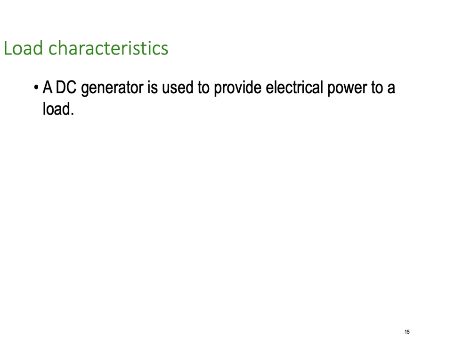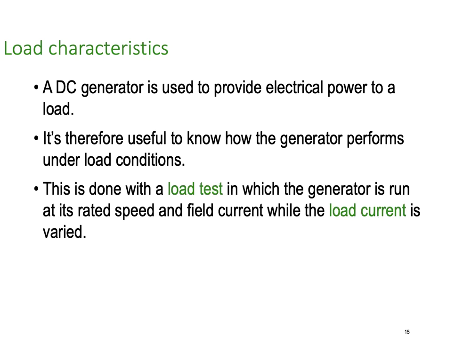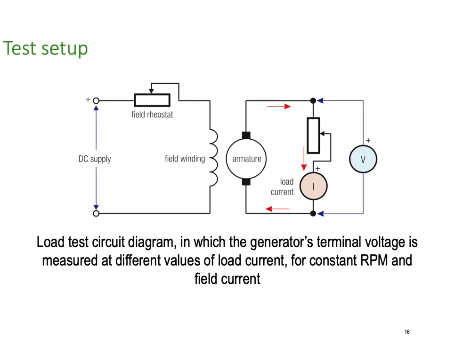So what about load characteristics? That was the no load characteristics. A generator is used to provide electrical power to a load, so it's useful to know how it performs under load conditions. The last two sets of curves told us how it performs with no load. This is done using a load test in which the generator is run at its rated speed and its rated field while the load current is varied. So we actually change the load and see how it responds.